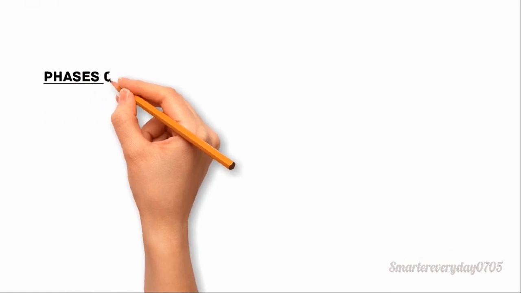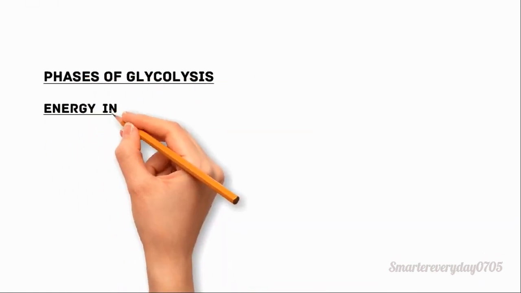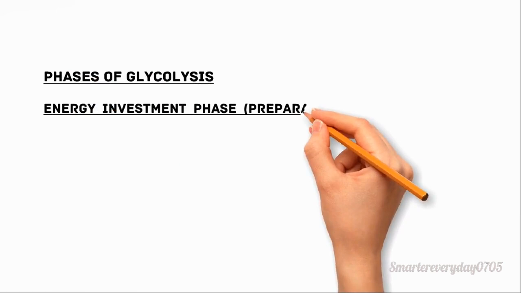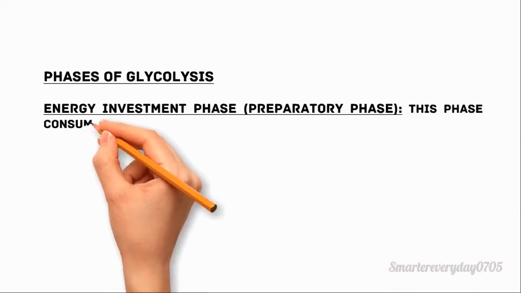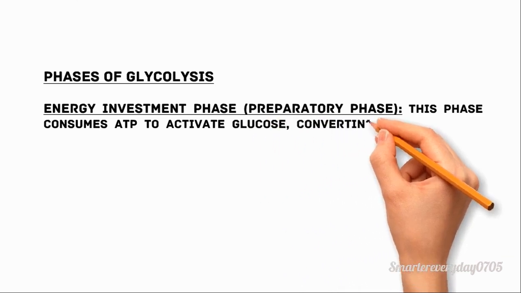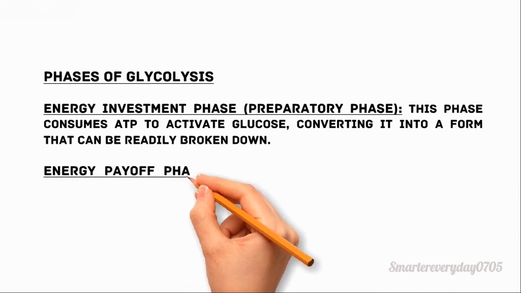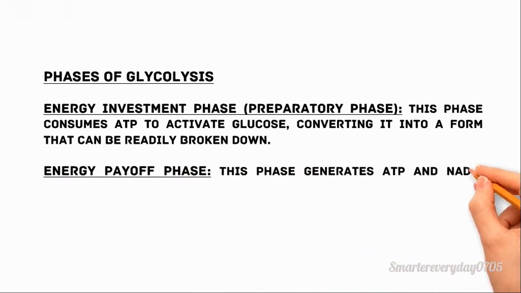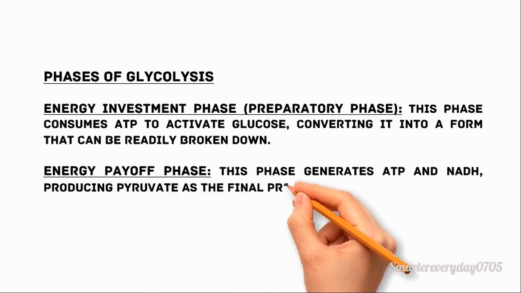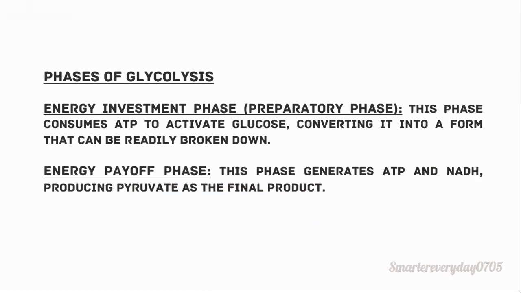Phases of glycolysis. Energy investment phase or preparatory phase. This phase consumes ATP to activate glucose, converting it into a form that can be readily broken down. Energy payoff phase. This phase generates ATP and NADH, producing pyruvate as the final product.